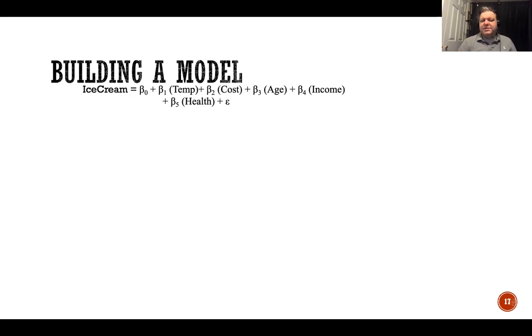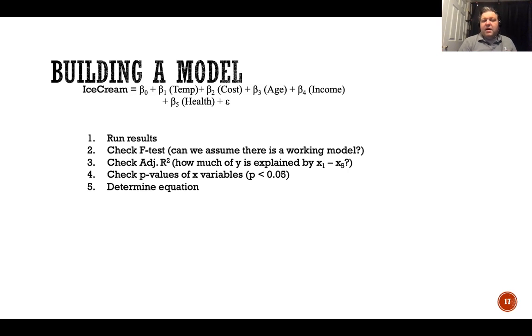And an error term just means that here's a number or an output that comes out because not all the data points are going to fall on a straight line. So there's that variation, the variability. And here's what we're going to do. One, we're going to run the results. So we're going to plug it into Excel. It's going to create an output for us.